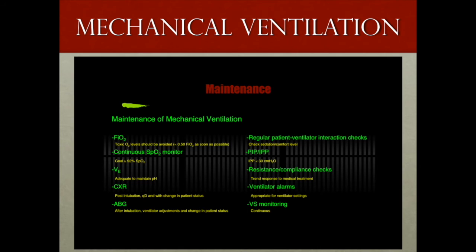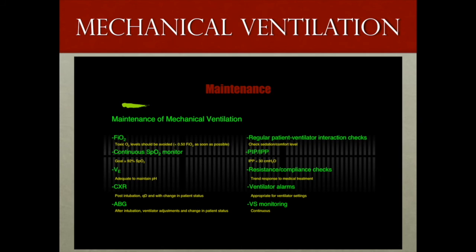So you want them below 0.5 on their FiO2 as quickly as possible, and you really want them as low as possible while maintaining adequate oxygenation. You want to look at their continuous SpO2 monitor and make sure their oxygen saturation is adequate, and periodically correlate this with ABG, PaO2 as needed. You want to ensure that their minute ventilation is adequate to maintain their PCO2 and their pH.